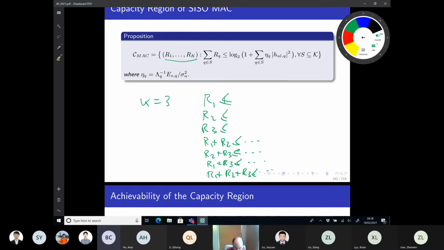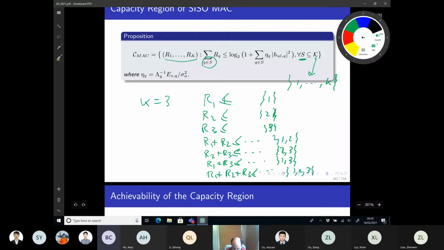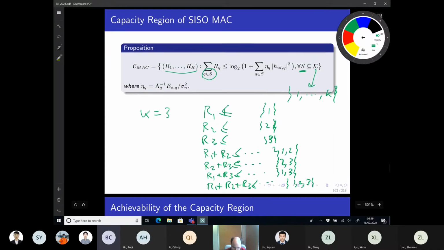Right, so this is what is reflected here, a sum over q belonging to a certain set S, where S is a subset of K, and K here is 1, 2, all the way to K. So you take any subset of K. The subset here would be 1, this subset here is just 2, here is just 3. This subset here is 1, 2, here is 2, and 3. Now it becomes more difficult to draw, obviously, but this will be your capacity region.